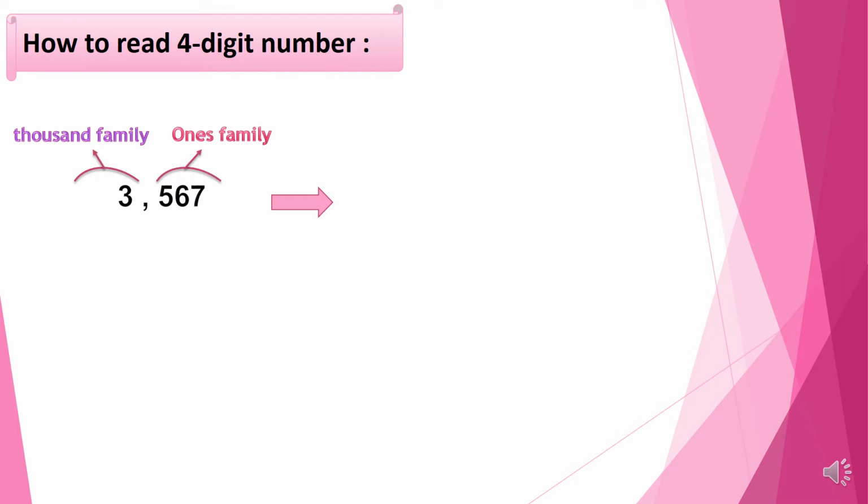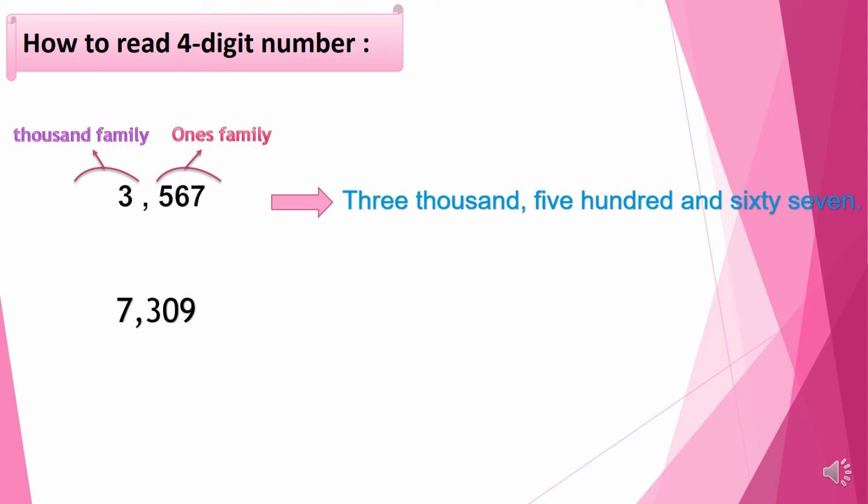But to read, we must start from the left. Here in the left family, called the thousands family, we have 3. When we read it, we must tell the family name. So we will say 3000, 567. We will not say the name of this family because it's the no name family. So 3567. Another example, I have a 4-digit number here.